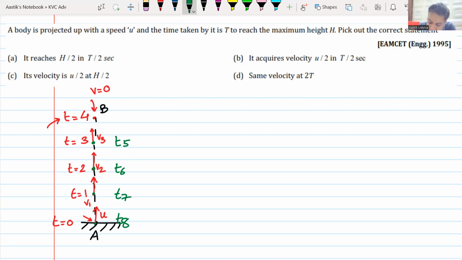At 3 seconds and at 5 seconds, it is at the same position. Its speed will be the same at both points, but at 3 seconds it is going up, and at 5 seconds it is coming down. In one case, velocity is positive. In the other case, velocity has the same magnitude, but it is negative. At 6 seconds, it will have the same velocity but in the downward direction, v2. At 7 seconds, the same velocity in the downward direction, v1. Whatever velocity you threw it upwards with, it comes down with the same velocity in the downward direction. Do we understand this?